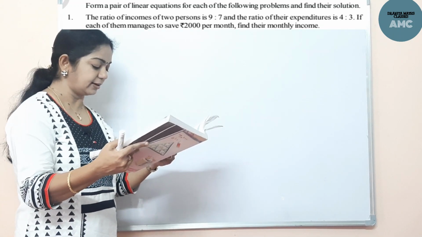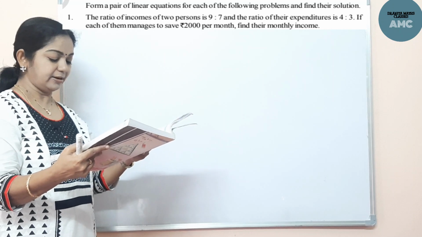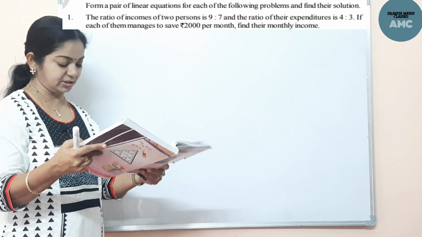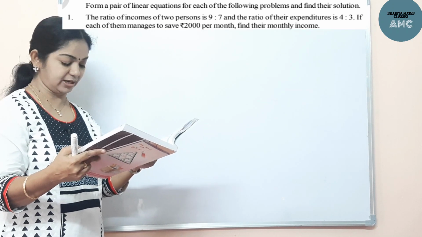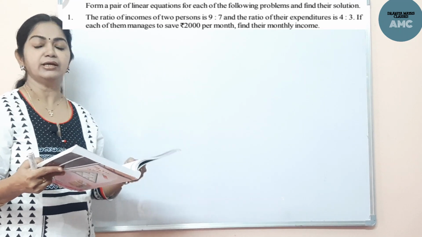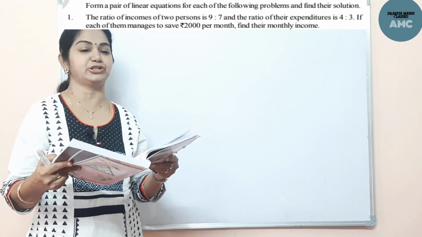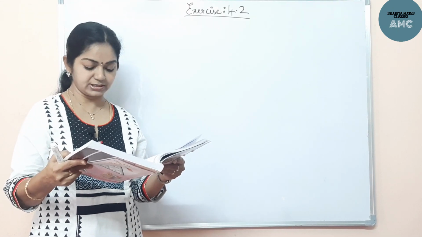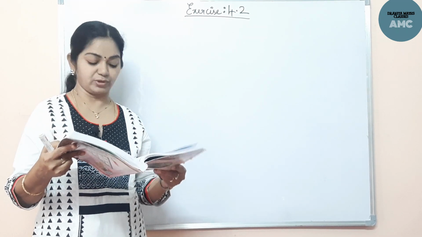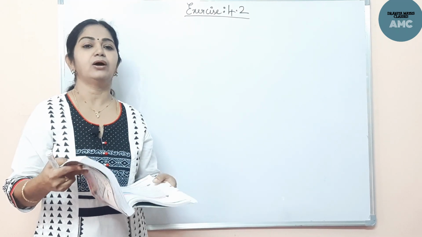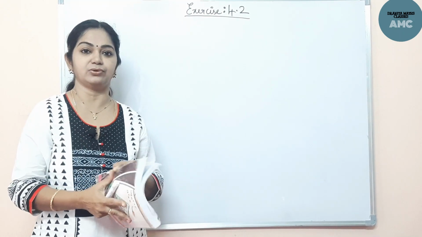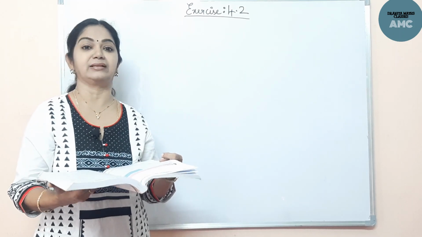The ratio of incomes of two persons is 9:7 and the ratio of their expenditures is 4:3. If each of them manages to save rupees 2000 per month, find their monthly income. Two persons are having their incomes in the ratio 9:7 and their expenditure, that means the amount they spend, is 4:3. The ratios are given and in 1 month these two persons are saving 2000 each. Now we have to find only their monthly income.